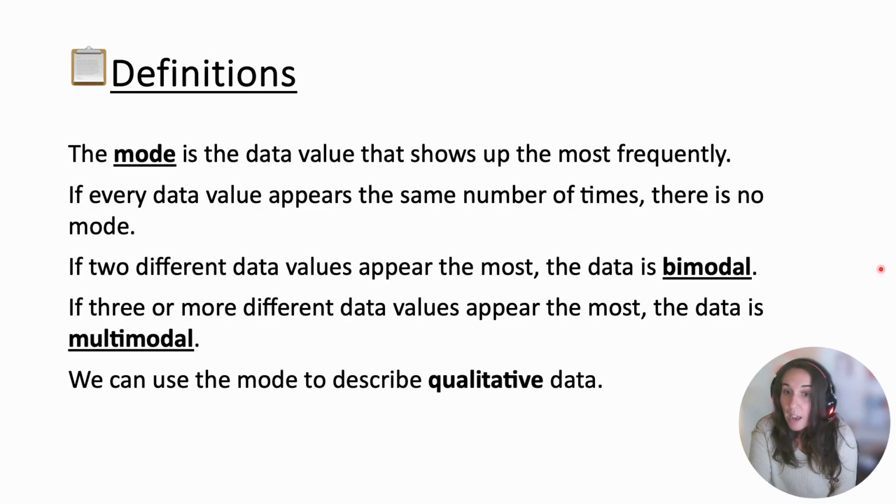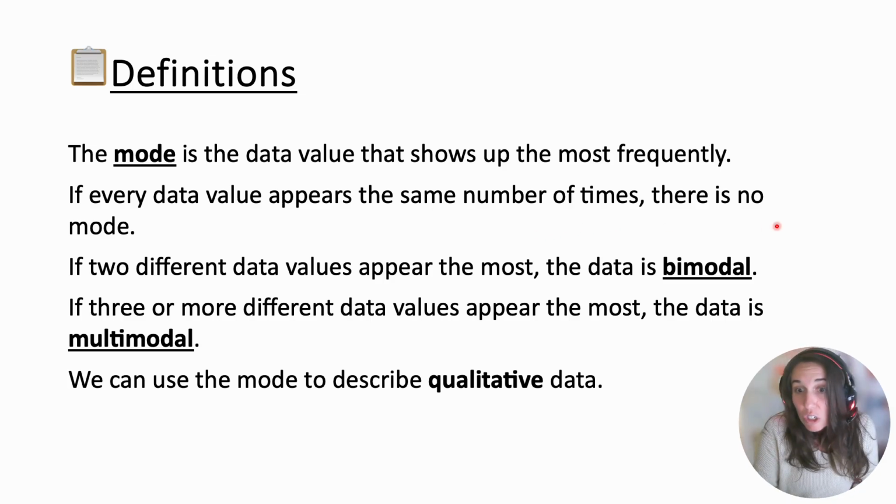So now let's talk about that last measure of central tendency, the mode. It's exactly what it sounds like: mode kind of sounds like most. It's the data value that appears the most frequently. If every data value appears the same number of times, we actually say there is no mode. If 2 different data values appear the most, like if we had 57 degrees, 57 degrees, 49 degrees, 48 degrees, 51 degrees, 51 degrees, so we have 57 degrees and 51 degrees appearing twice, then we call that bimodal. And if 3 or more different data values appear the most, the data is multimodal, all right?